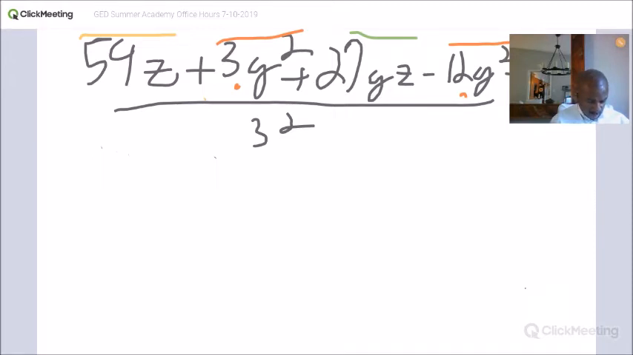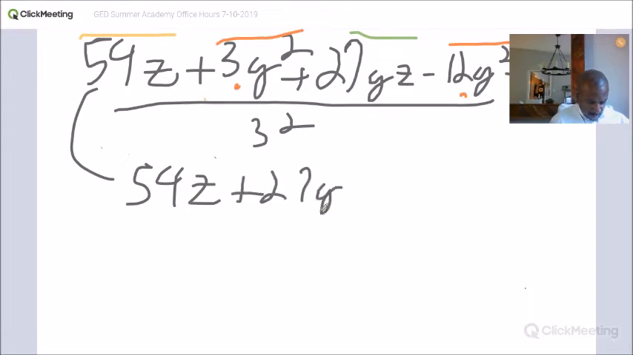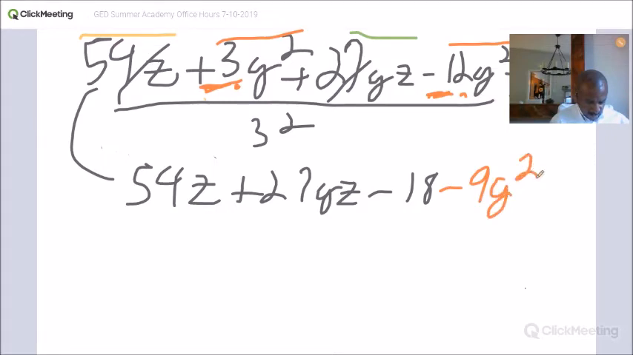So what we're going to do is bring that 54z down because there's nothing to combine it with. Then we're going to add that 27yz. So we've taken care of that one. We've taken care of that one. Then we're going to do minus 18. And then we'll do this one last. So a positive 3y squared minus a 12y squared is going to give us a minus 9y squared.